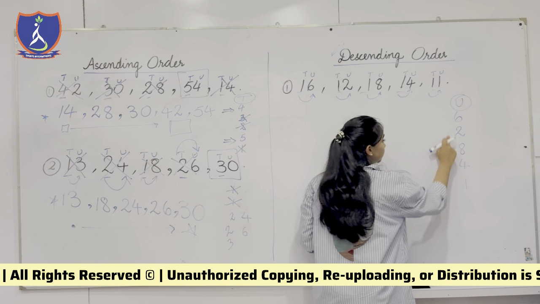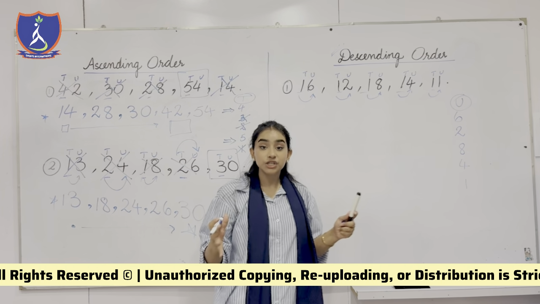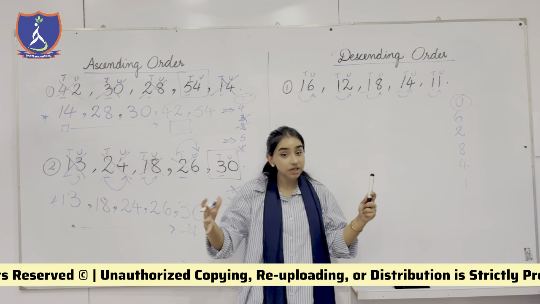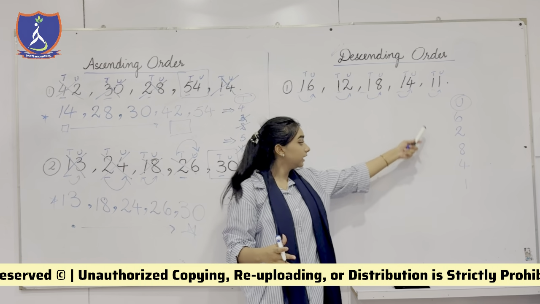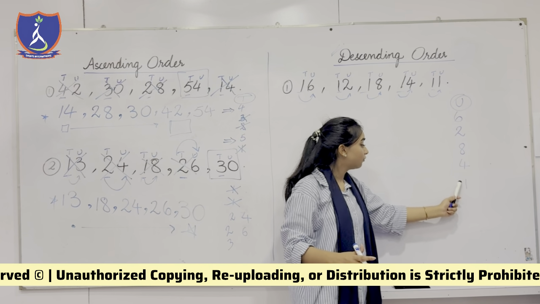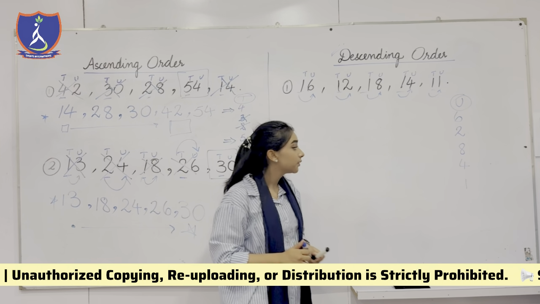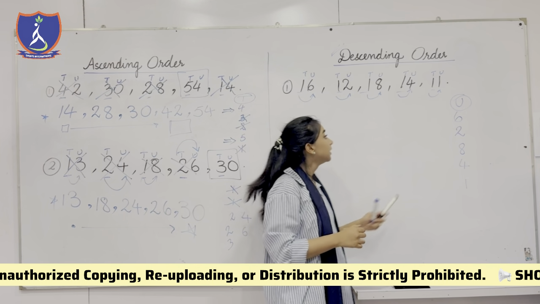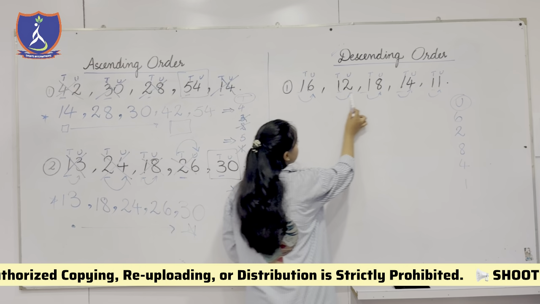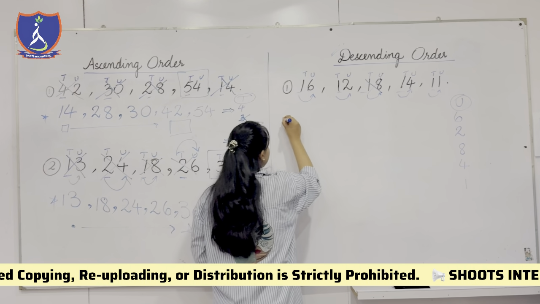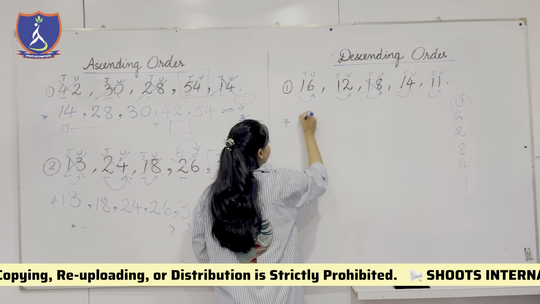Now in the units, you have to find out the greater number this time. You don't have to find out the smaller number. Find the greatest number out of all of these: 6, 2, 8, 4, 1. Which one is the greatest? The greatest number is 8. Correct? Let's find out where 8 is. There is 8. That means our first number is going to be 18.